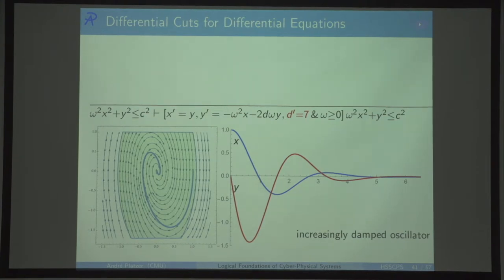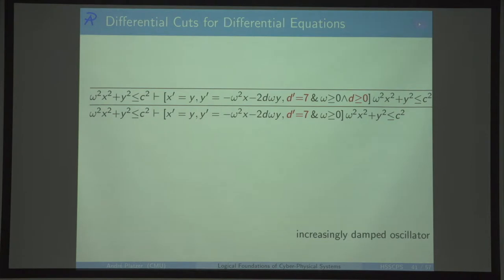But the old proof doesn't work because, for this one, if only I knew that d is greater or equal to 0, my old proof would work. Remember? Because this question doesn't depend on d, but it did. Its answer needed to know that the damping coefficient is non-negative.